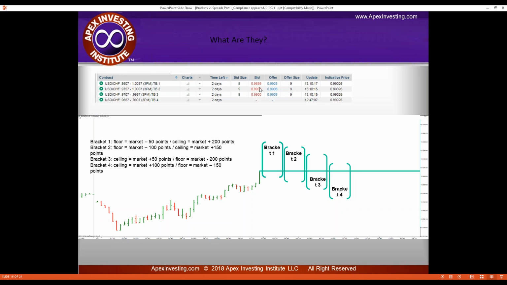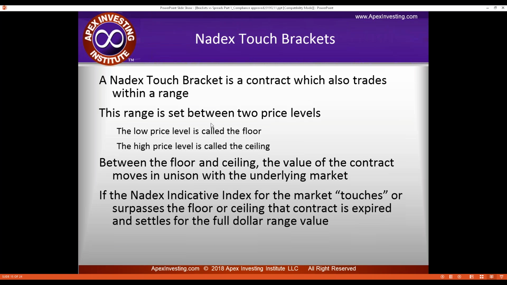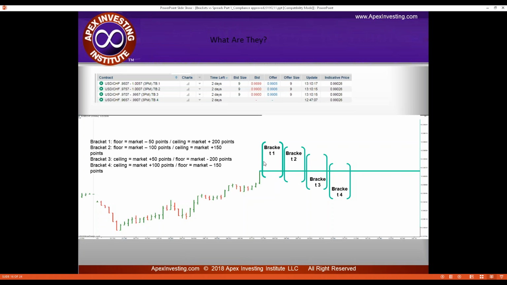They take optionality out of the picture there. And they're much simpler to understand in the facet of wherever I buy or sell, it's $1 a tick. But again, they are going to knock you out if they hit one side or the other. It's a touch bracket.